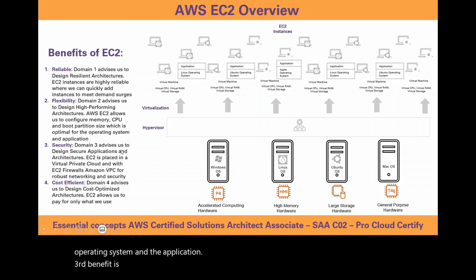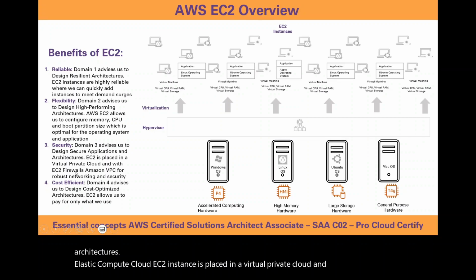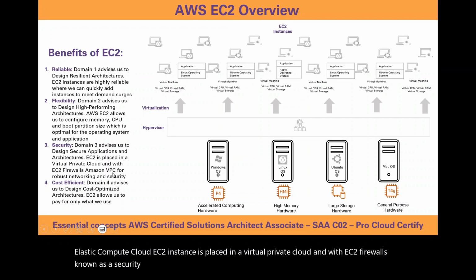The third benefit is security. Domain 3 advises us to design secure applications and architectures. Elastic Compute Cloud, an EC2 instance, is placed in a virtual private cloud and with EC2 firewalls known as a security group. The Amazon VPC ensures there's robust networking and security.